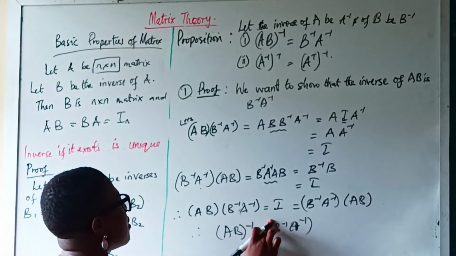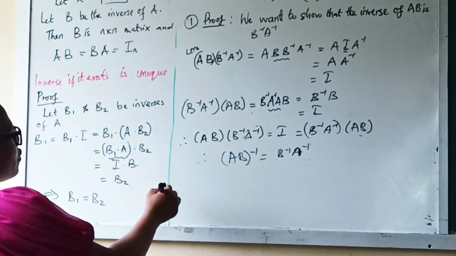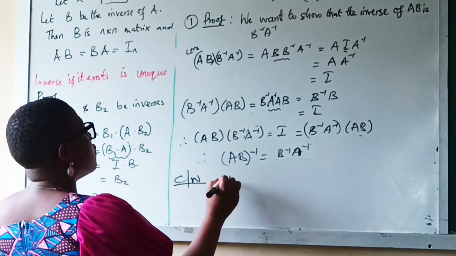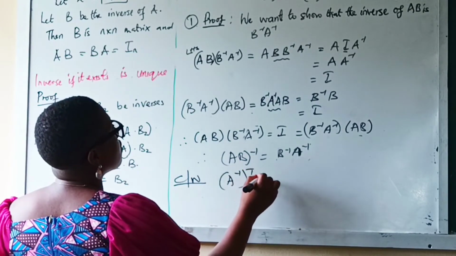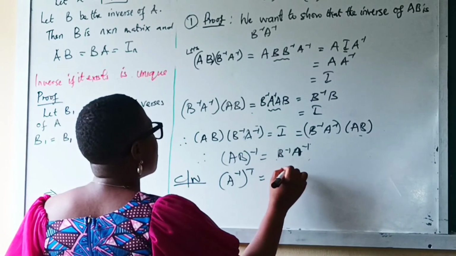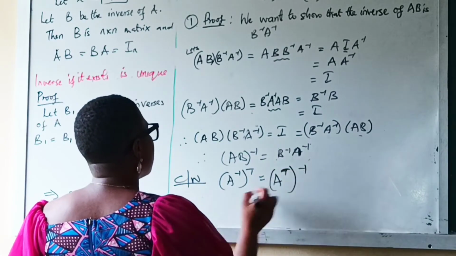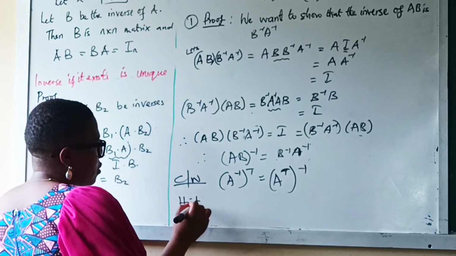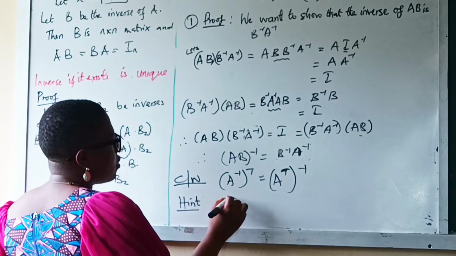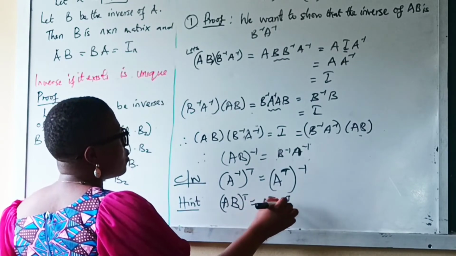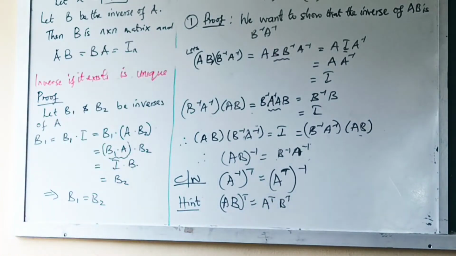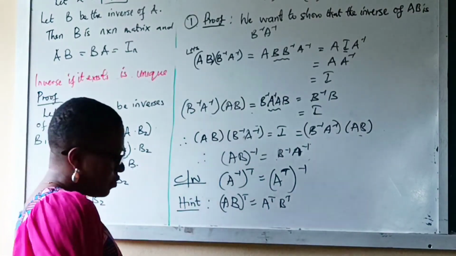Yes, now. Second one on classwork. I've not done any classwork today. So A inverse transpose is equal to A transpose inverse. I will just give you hints. Hints: AB transpose is equal to A transpose B transpose. So you can take 2 minutes to do that.